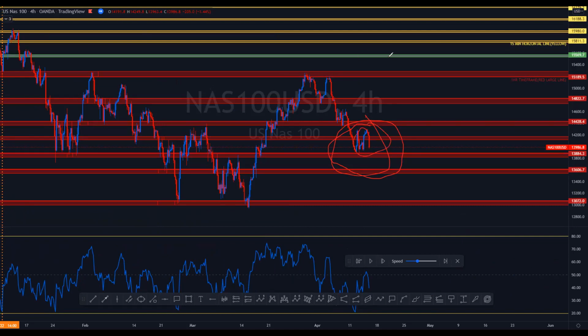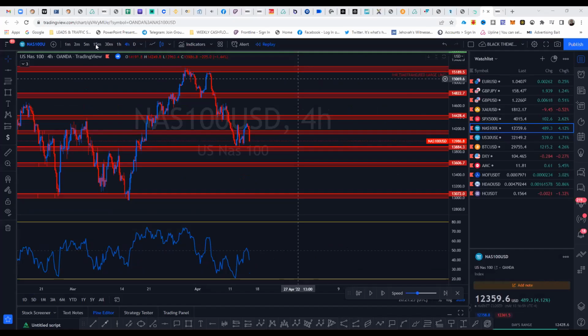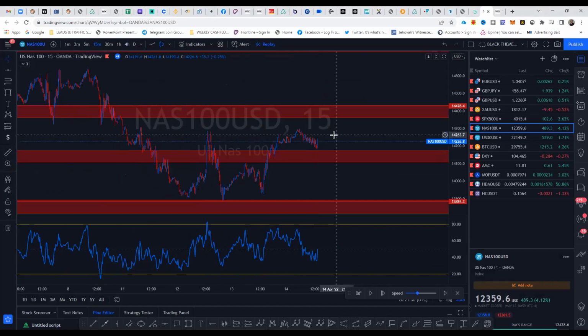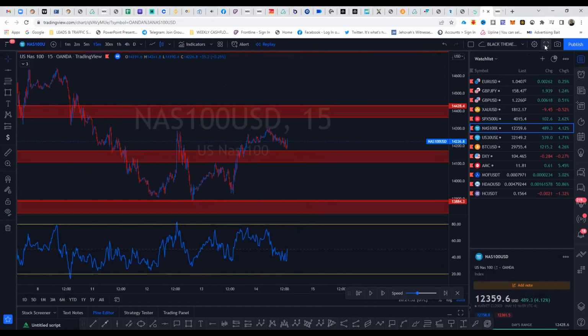So we see current price. So now at this point, what we're going to do is we're going to go back to the 15-minute. Okay? And this is where what price is at on the 15-minute time frame.